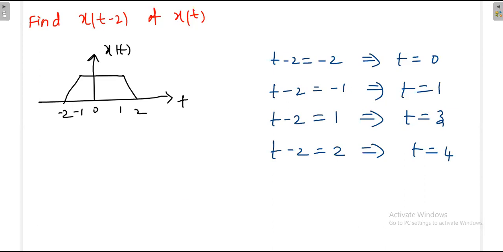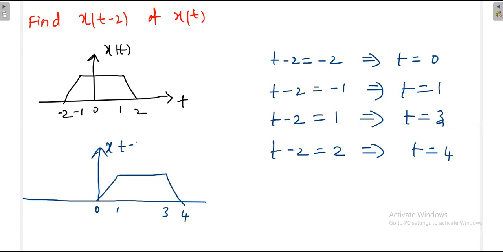So x of t minus 2 will be something like this. This is 0, 1, 2 will be in the middle, then 3 and 4. So this is x of t minus 2. What has happened here? The original diagram is shifted by 2 units towards the right side. So whenever you have t minus t naught, your diagram will go towards the right. If it is plus, it will go towards the left. That is the idea. Now we'll see some more examples.